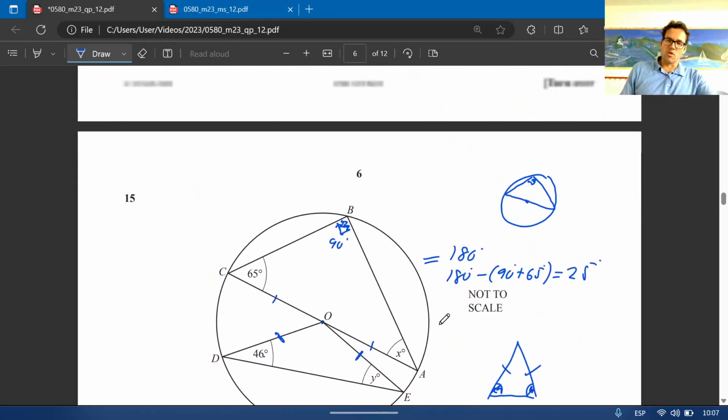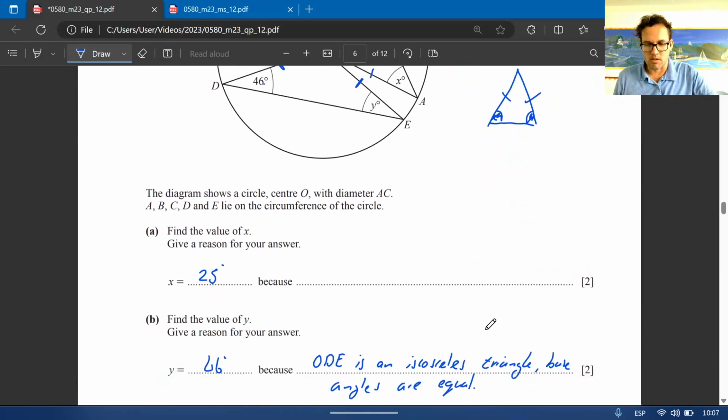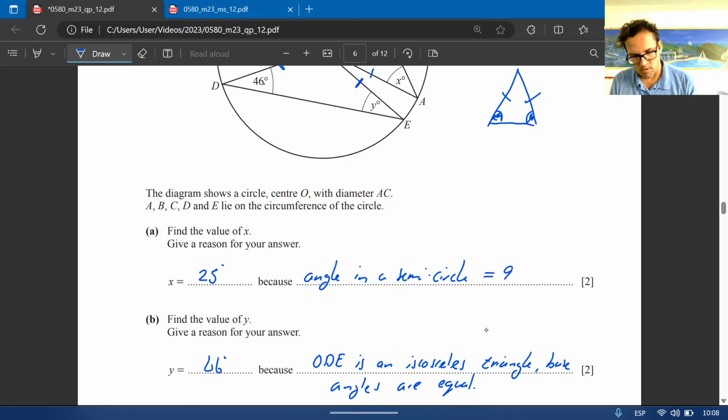So what did we use? We used this theorem here, and it's called angle in a semicircle. Equals 90 degrees. Well, I only used angles in a triangle. So I'm going to add it.